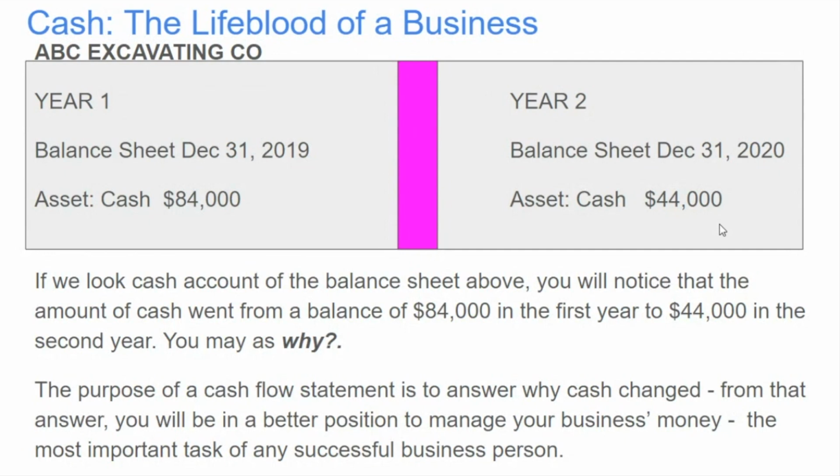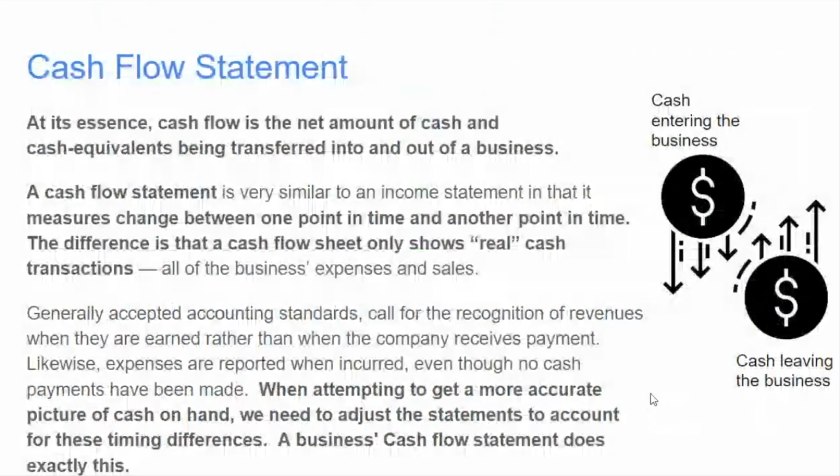What happened? Where did the $40,000 go? What did we use it on? Maybe there's a legitimate reason. But the cash flow statement is designed to tell us why. What happened to account for that difference in the amount of cash from the beginning of the period to the end of the period? So that's what we're really driving at: why is this happening? What's going on? So the cash flow statement is designed to tell us that.